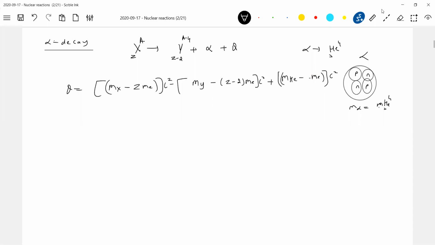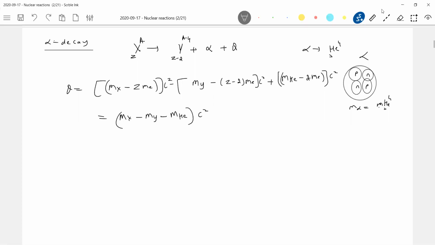This was the overall sequence. So when you solve this, what do you get? (Mx minus My minus mass of helium) into c square. Usually we don't bother about the electrons, because when you compare the mass of electrons with the nucleus, it will be negligible. Only in one of the beta decay processes will the mass of electron come into the picture. In most nuclear reactions, the mass of electrons does not come into it. So this is the basic thing.